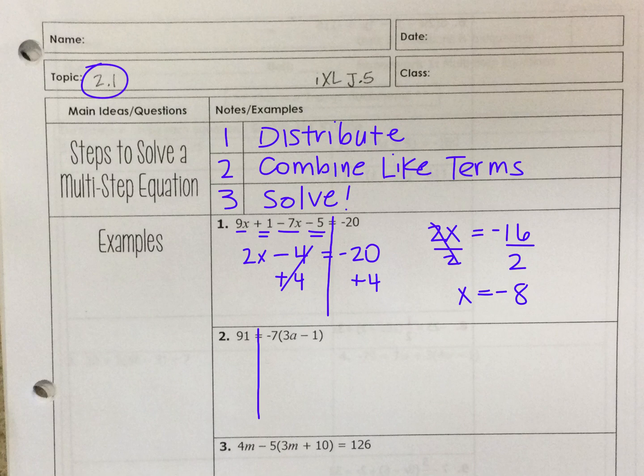We do have parentheses here, so first step is distribute. The 91 just comes down on the left side. Negative 7 times 3 is negative 21a. Negative 7 times negative 1 is a positive 7. I'm going to subtract my 7 on both sides. 91 minus 7. That is 84 equals negative 21a.